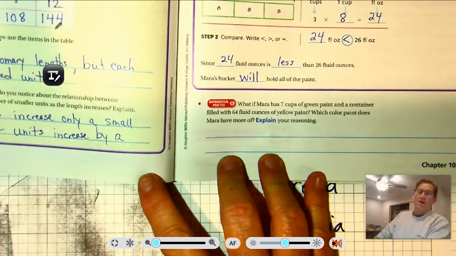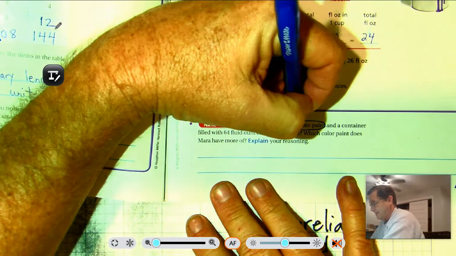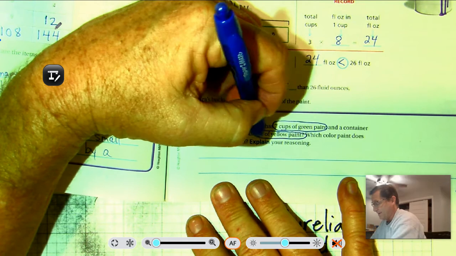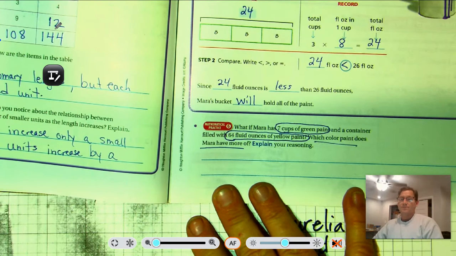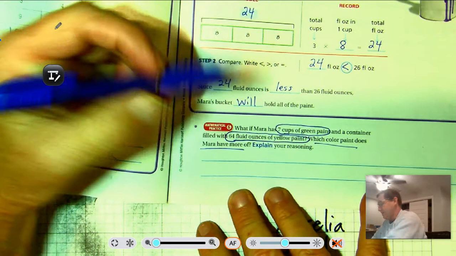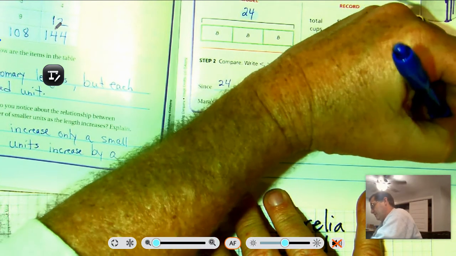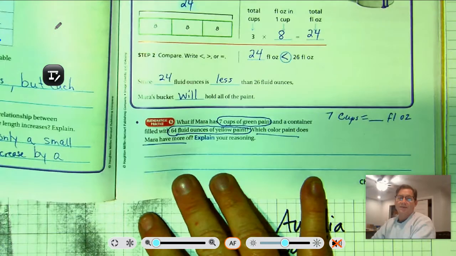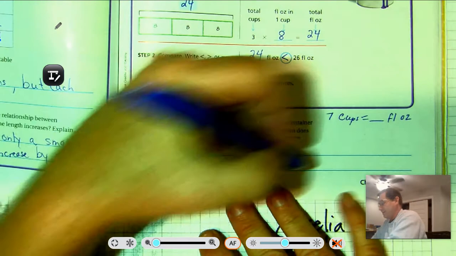All right, what if Mara has 7 cups of green paint and a container filled with 64 fluid ounces of yellow paint? Which color paint does she have more of? Okay, well, we can't compare them right now because one's in cups and one's in fluid ounces. So we can convert 7 cups into fluid ounces, or you could go the other way and convert 64 fluid ounces into cups.